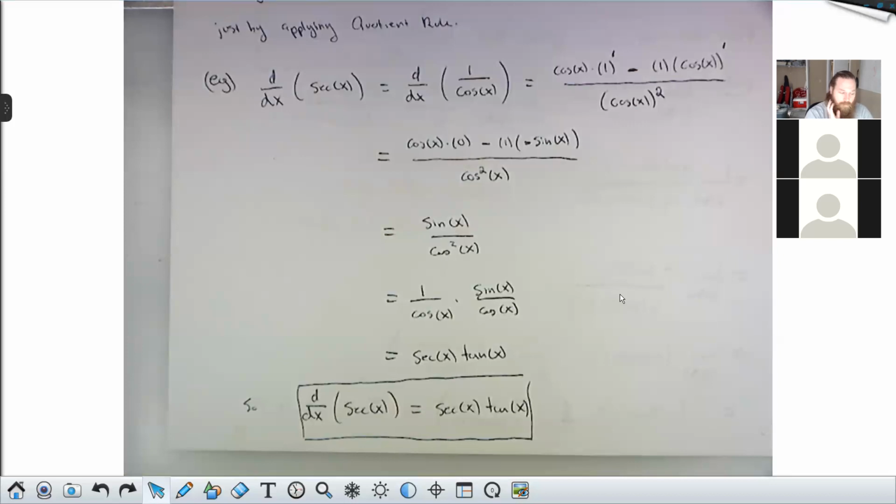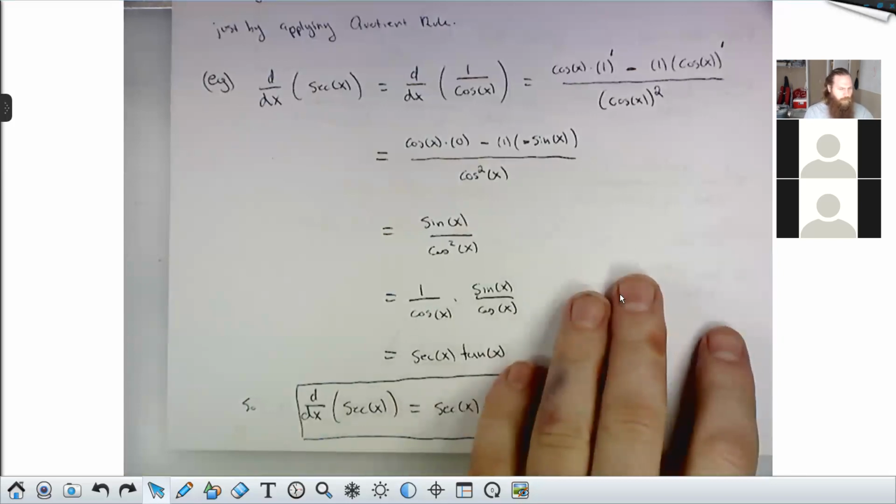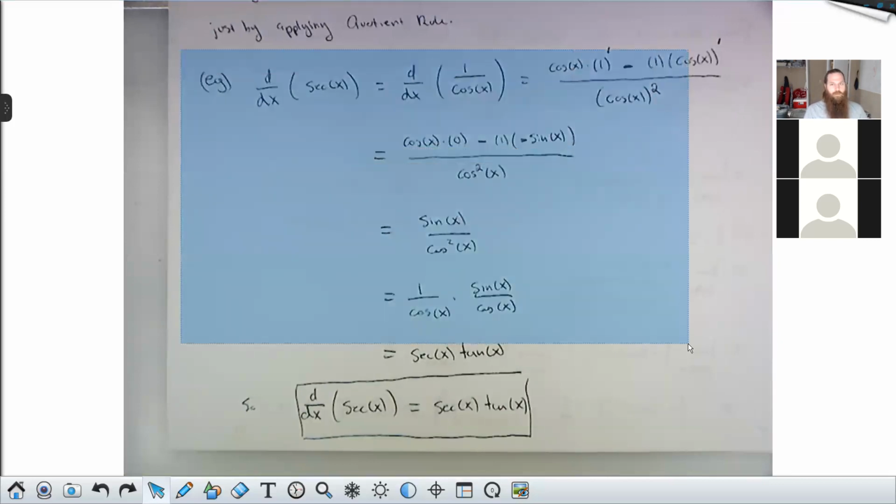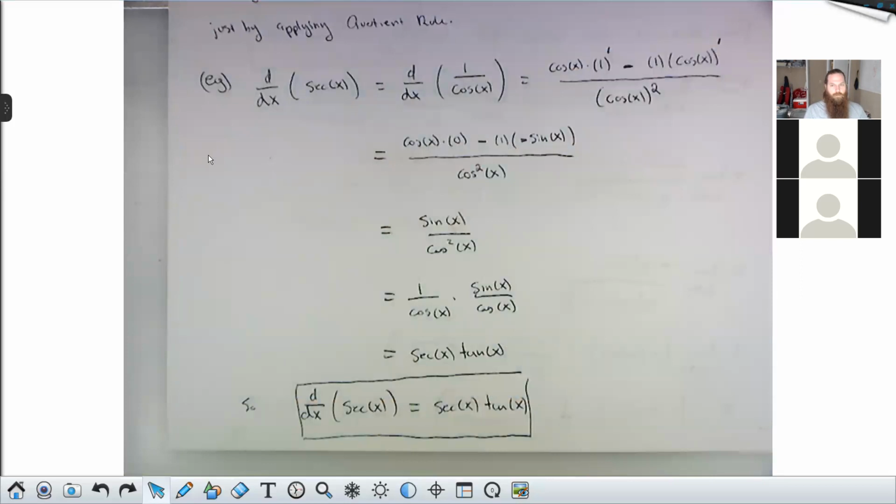Tangent would be next. I'll go ahead and do tangent. I'm going to leave cosecant to you because cosecant is in your homework. Are there any questions about what we did here? How I got this? It's fairly slick, right? Okay, so let's move on.